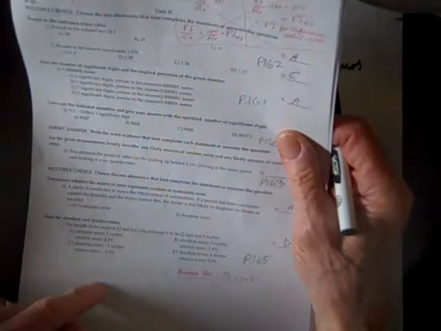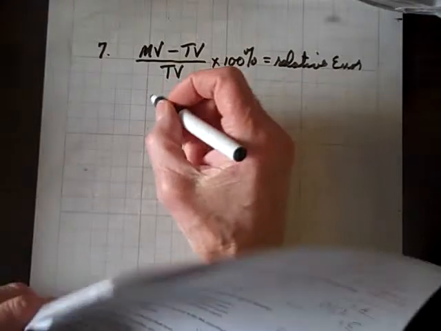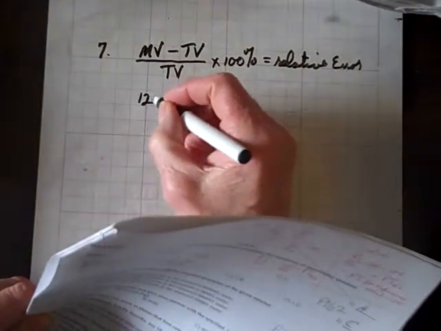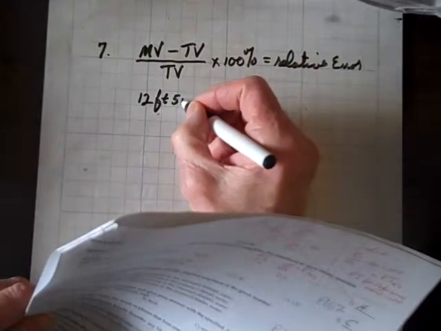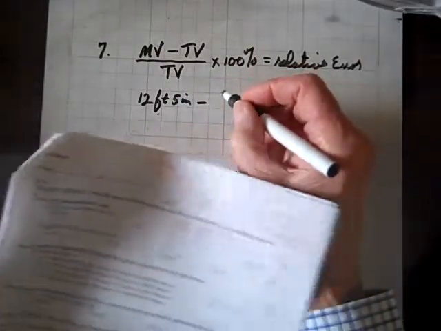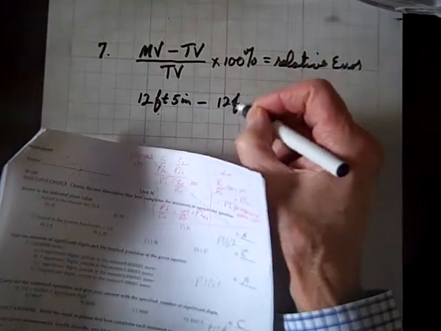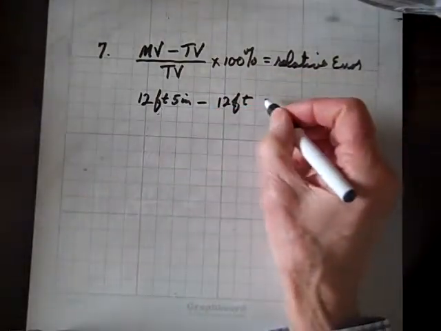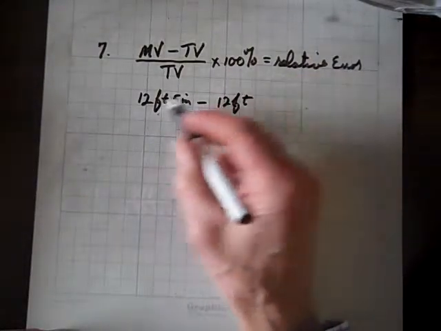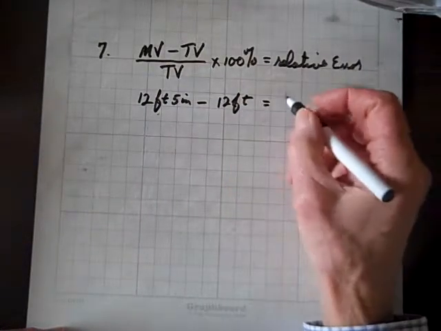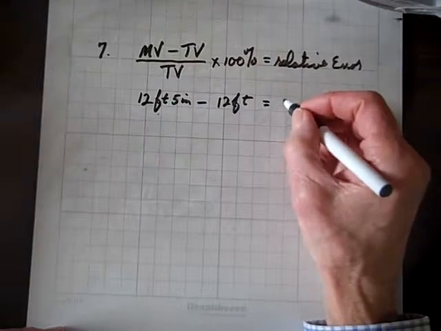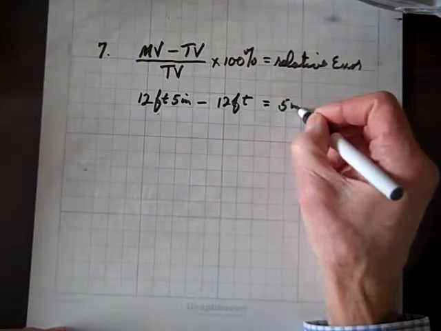So, for this problem, we are given that the measured value is 12 feet 5 inches, and the true value is 12 feet. And so if we find this difference, we get an absolute error of 5 inches.